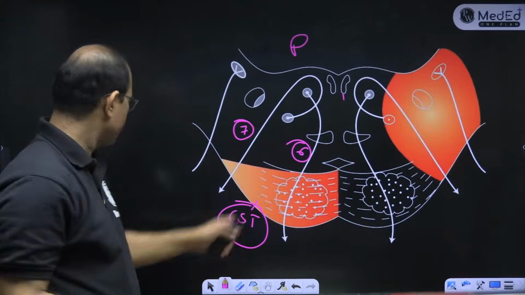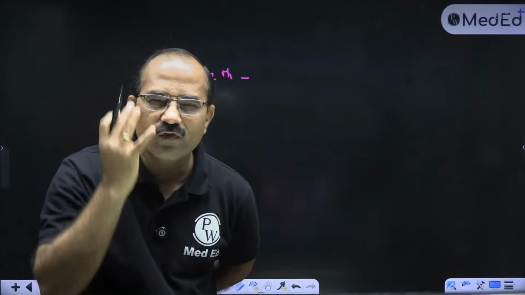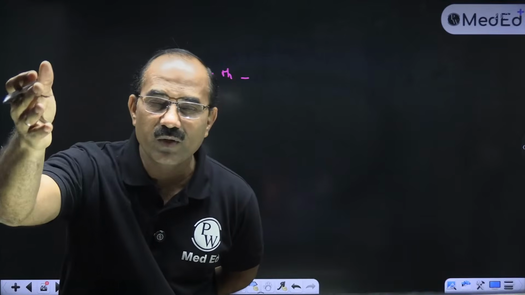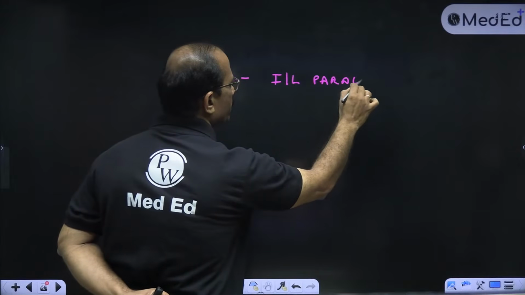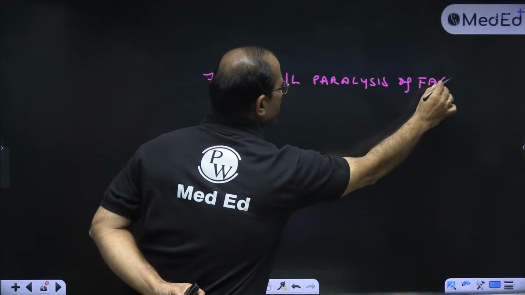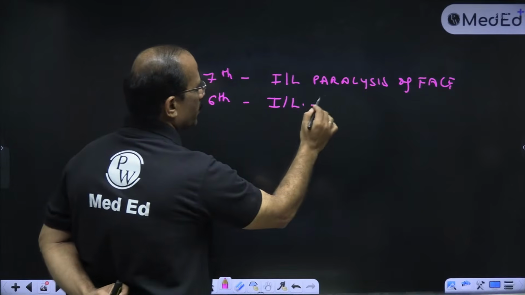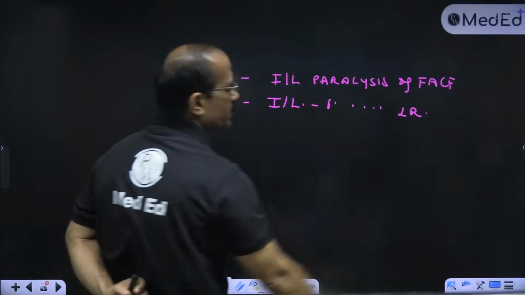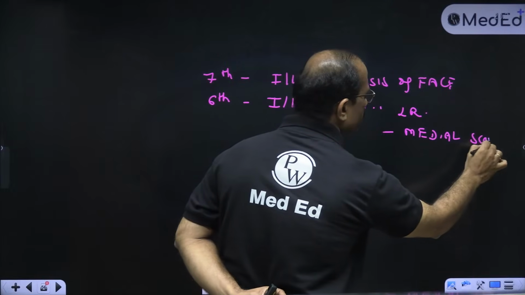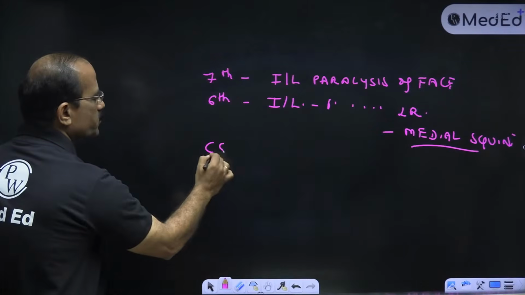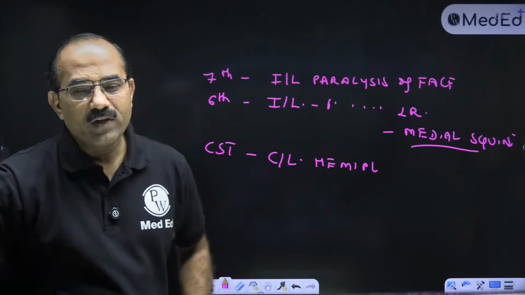सो इसमें क्या होता है देखो, 7th nerve is gone. So entire half of face is gone. 7th nerve गया ना, it's a lower motor neuron paralysis of face. So ipsilateral paralysis of face, ठीक है. 6th nerve is gone. So ipsilateral paralysis of lateral rectus leads to a medial squint. And corticospinal tracts गया, so contralateral hemiplegia.